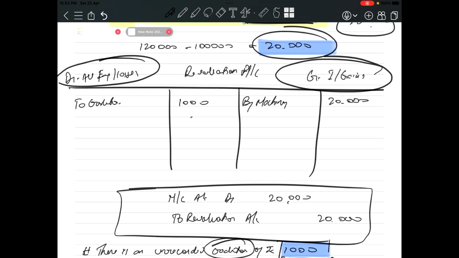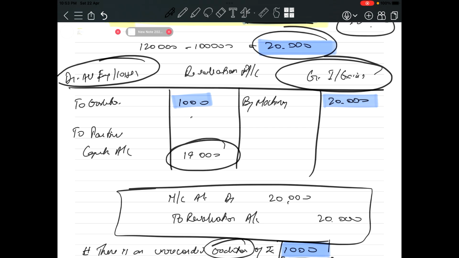Now there is a gain of 20,000 and a loss of 1,000. So what is the net gain? It is 19,000, right? So where will this 19,000 be transferred? This will be transferred to our partners' capital account, in the old profit sharing ratio. Simple. So this is all about the revaluation account.